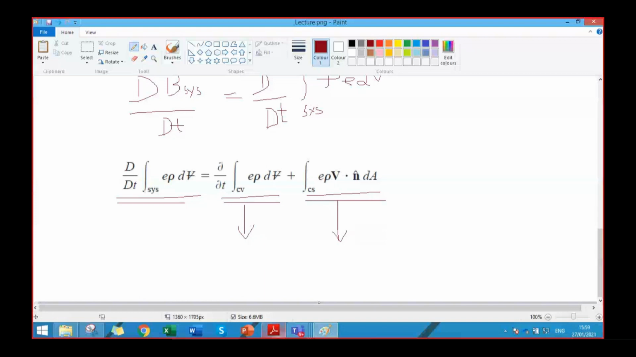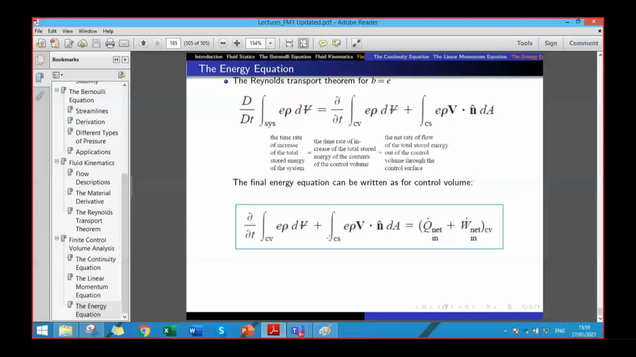So the final energy equation can be written like this, because we have proved that d by dt of the system is equivalent to Q dot net in plus W dot net in. So partial by partial t integral over the control volume of rho e dV plus integral over the control surface should be equivalent to what is entering in the form of heat and what is leaving in the form of work. Clear? Yes, sir. Clear.